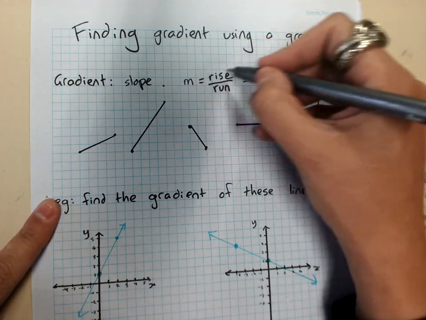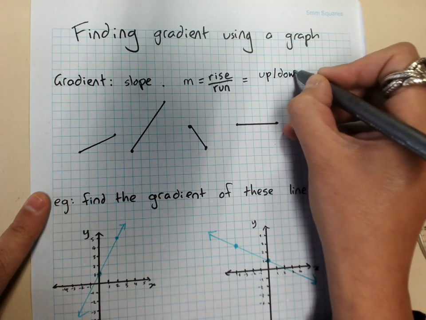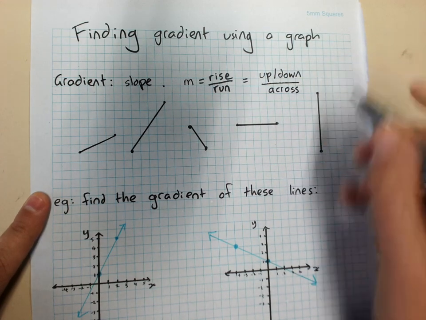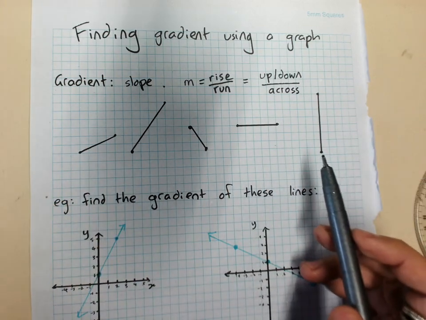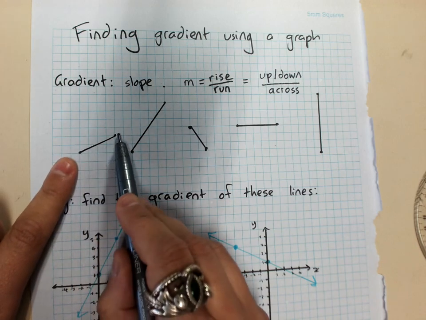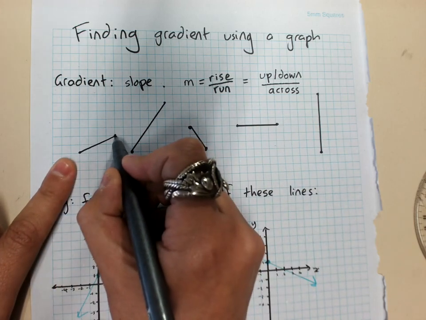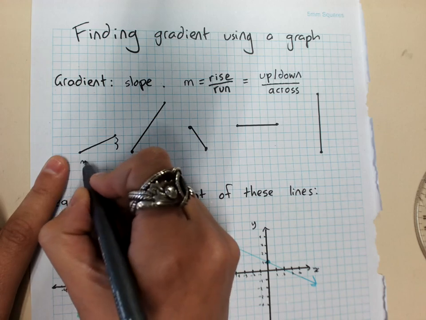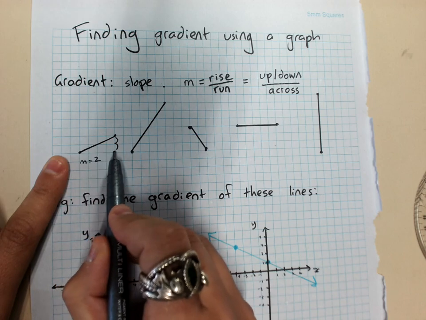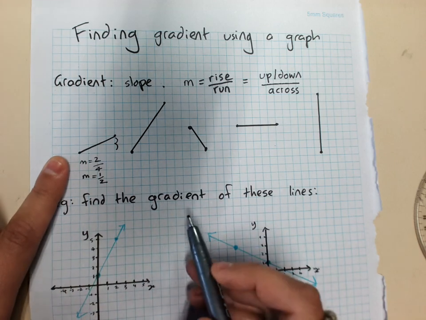It can help to think of rise as how much the graph has gone up or down, and run as how much the graph has gone across. These give us an idea of what we mean by that. See, this slope isn't very steep. In this graph, our rise is 2, and our run across is 1, 2, 3, 4. 2 divided by 4, a gradient of a half.